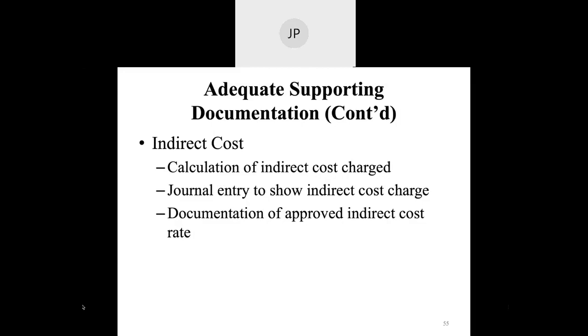If you're claiming indirect costs, then we also expect to see a calculation of how you came up with the amount to charge for your indirect costs, a journal entry in your general ledger to show the actual charge for the indirect costs, and documentation of the approved indirect cost rate or the negotiated agreement that you would have in place between our office and the school district.